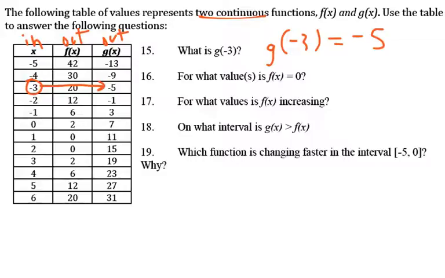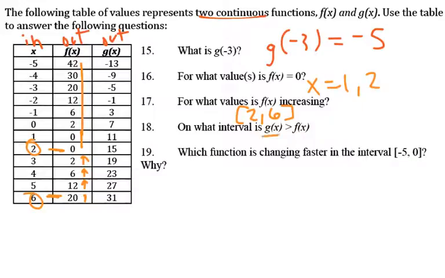It says for what values is f of x equal to 0? So f of x, there's 0. For what values? 1 and 2. When x equals 1 and 2. For what values is f of x increasing? So when does f of x increase? It goes down, down, down, down, down, down. Stays the same. Okay, so right here, now we're going up, aren't we? So from 2 to 6 is when f of x is increasing.